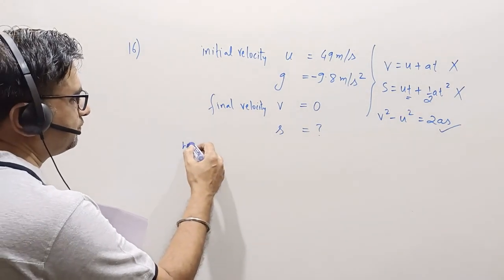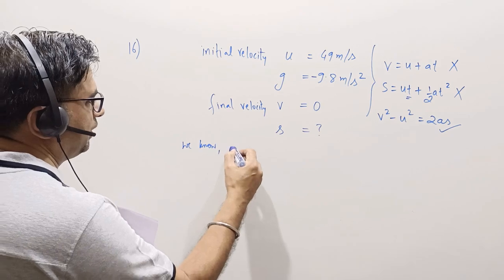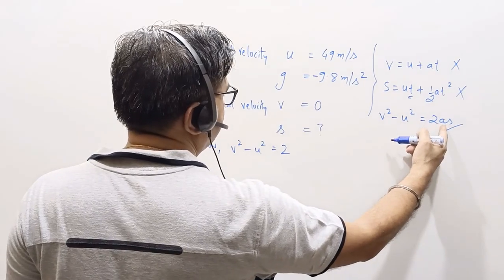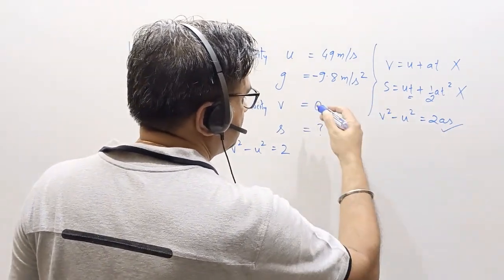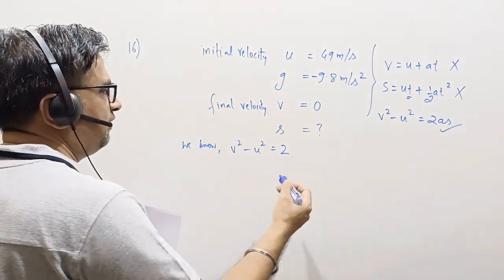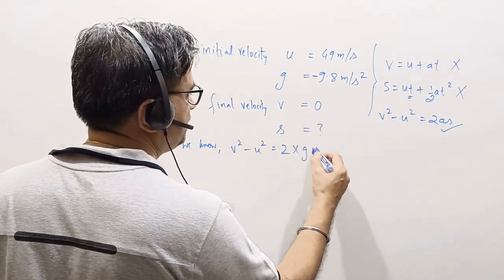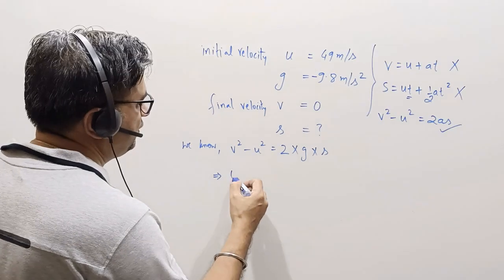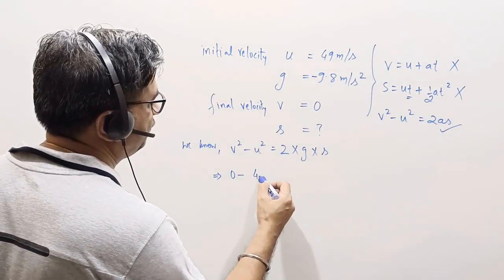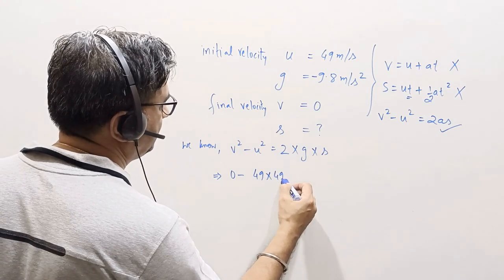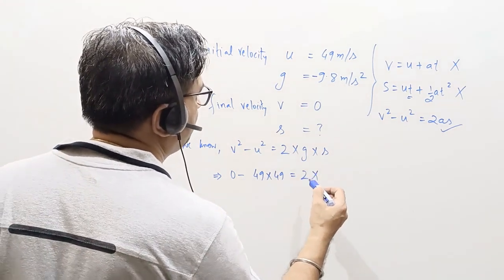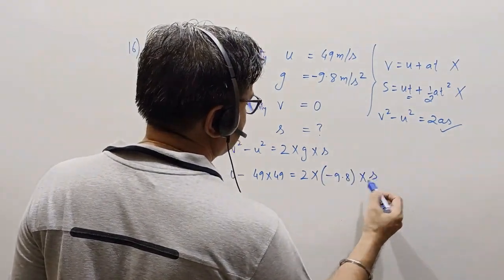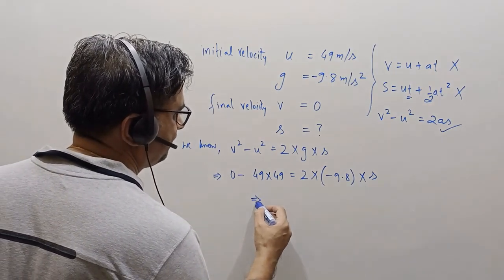Now we know v square minus u square is equal to 2. In case of this, because this is all under the influence of acceleration due to gravity, I'm going to write this as 2 into g into s. Let us substitute the values that we have made note of. So this is 0 minus u will be 49 into 49, and that is equal to 2 into minus 9.8 into s.